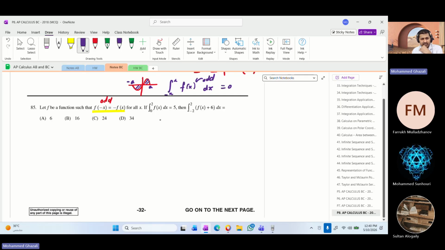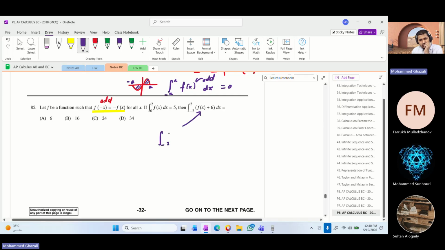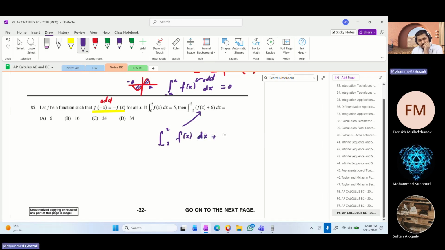So what are we trying to evaluate here? We're trying to evaluate the integral from negative 2 to 2 of f of x dx plus the integral from negative 2 to 2 of 6 dx. I just split this because the function is in two parts. You're allowed to split the integral into sums. This is an odd function from negative a to a, so this answer is 0.